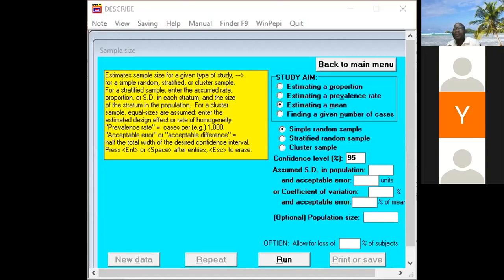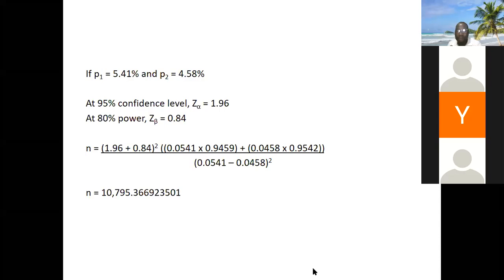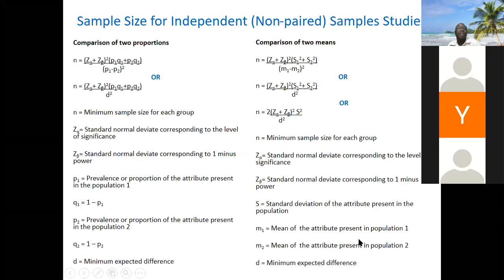What I'm seeing is just the WinPepi view. I'm not seeing what you are describing. I think I didn't share. Can you see the slide now? Yes, I'm seeing it now.